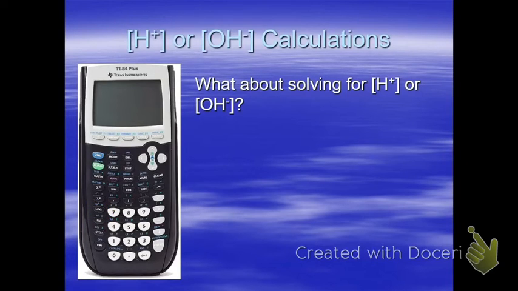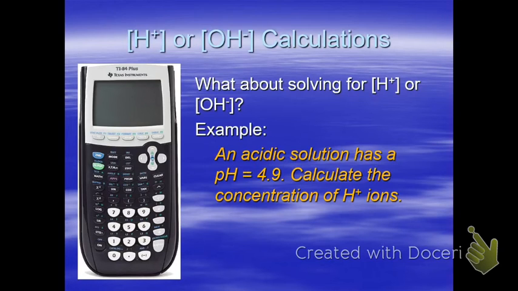So what about if you're given a pH or a pOH and you're supposed to go backwards? Again, some of you are more comfortable with logarithms than others. So I wanted to go through a problem with you. Look at this example. It says an acidic solution has a pH of 4.9. Calculate the concentration of H plus ions. Well, here's my formula: negative log of H plus. The pH is 4.9.